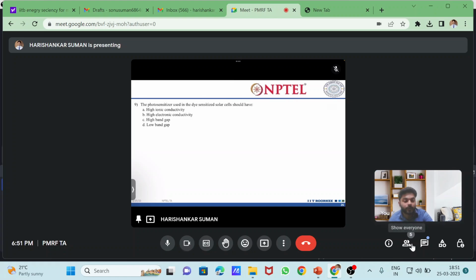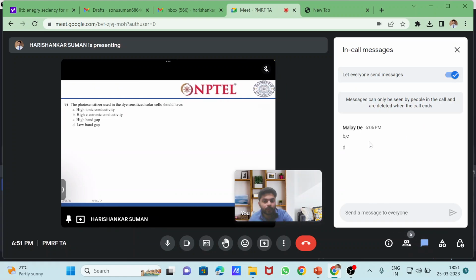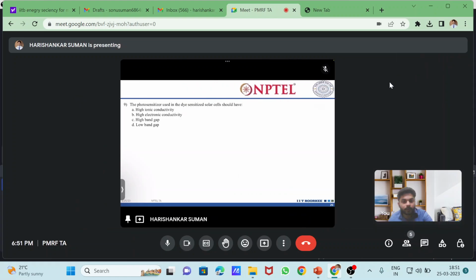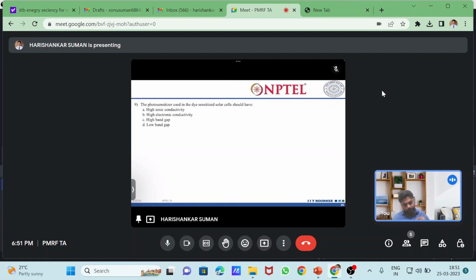Dye-sensitized solar cell, why low band gap? Sir, very thin. Band gap does not depend on the thickness. First of all, you should be clear: any material can be thin or ultra thin, not in the nano range, but an appropriate range.